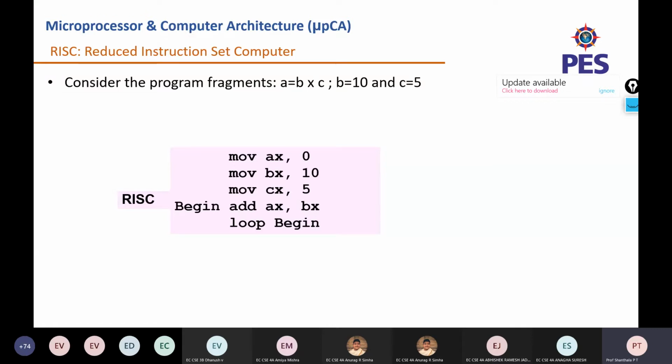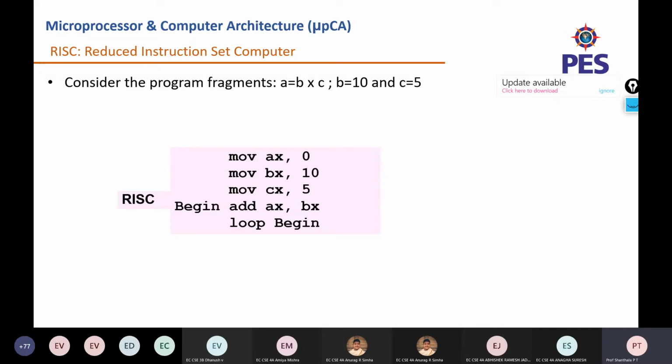The same example in the RISC machine: the instruction is A equal to B into C, that is the high level language. If you write it in machine level language for a RISC machine, this is just one example. It can be the 8085, the 8086 or the ARM processor, whatever it is. This is just a simple example, we are not discussing any particular architecture.